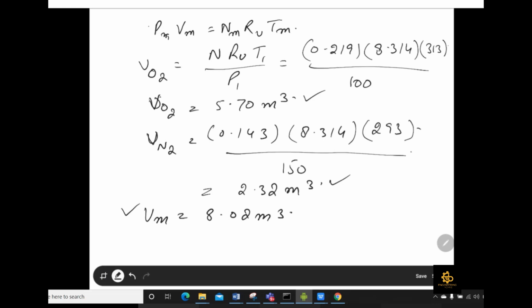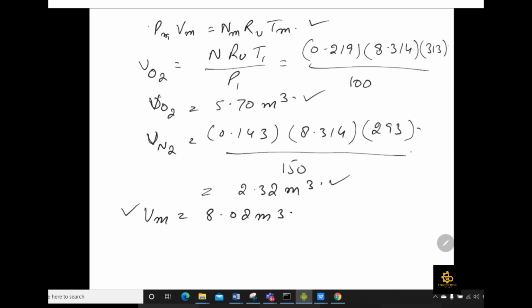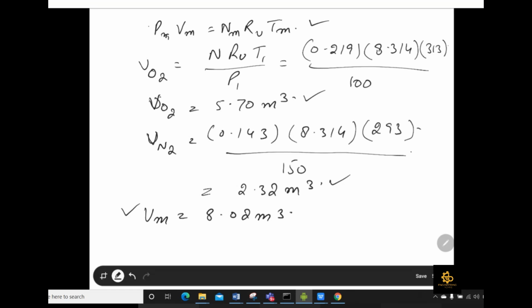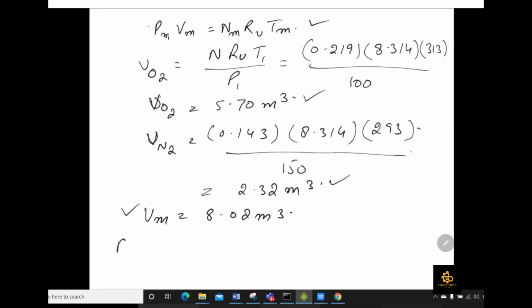Simply you have to go to this equation, which is Pm Vm equals Nm Ru Tm. Now we have all the values, so we can put these values in this and we will get the pressure of the mixture. We can rearrange it: Pm equals Nm, universal gas constant, temperature of the mixture over the volume of the mixture. The number of moles of the mixture is 0.143.